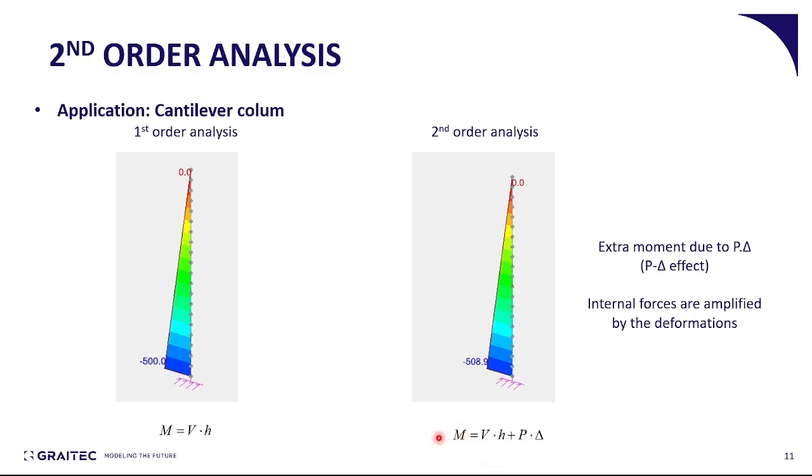Of course, the P-delta effect and how much it affects the bending moment is totally related to the magnitude of the vertical load, and of course to the magnitude of the developed deformations. The higher the vertical load and the developed deformation due to these loading conditions, the higher the difference between the bending moment of the first order analysis and the second order analysis.